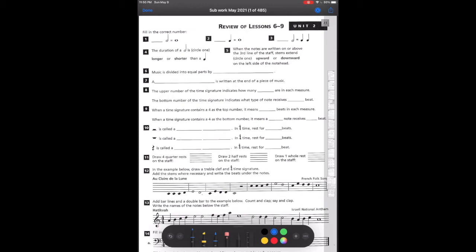6, music is divided into equal parts by something. So when I'm dividing it up into the different sections, there's a musical word for the sections. For number 7, a blank is written at the end of the piece of music. What kind of thing did we write at the end and what is its name? 8, the upper number of a time signature indicates how many are in each measure. So in each space between the two bar lines.